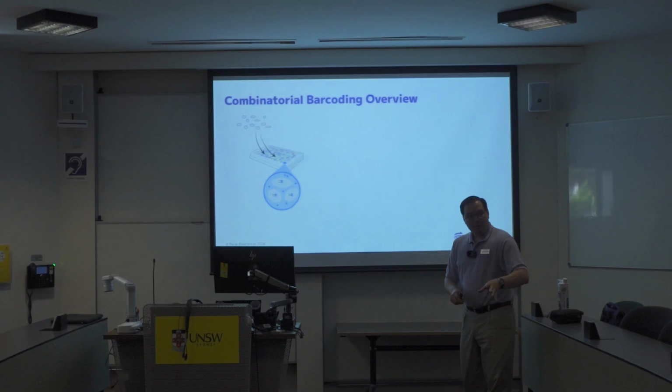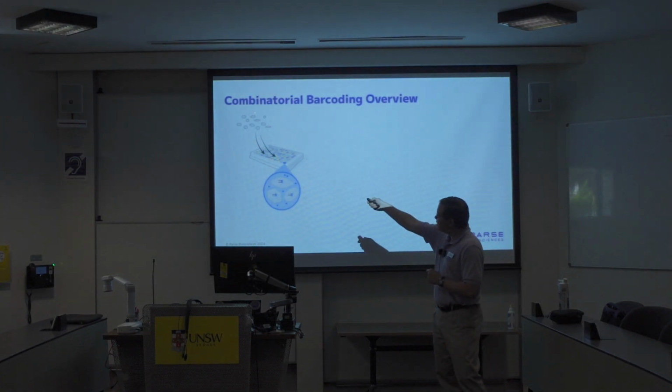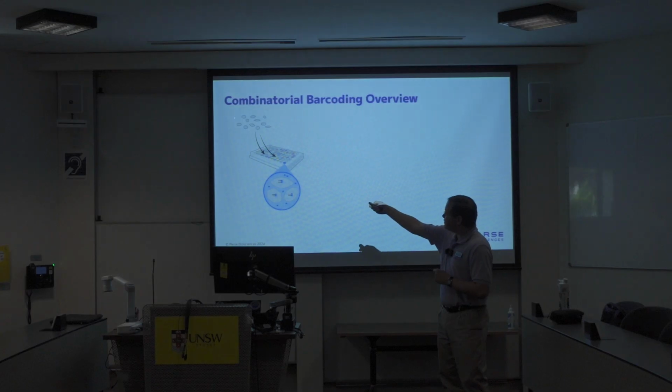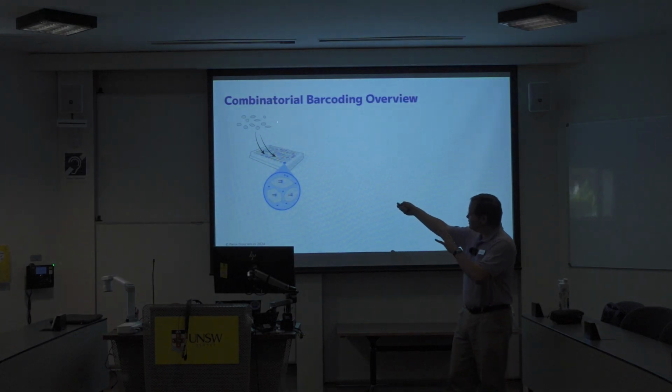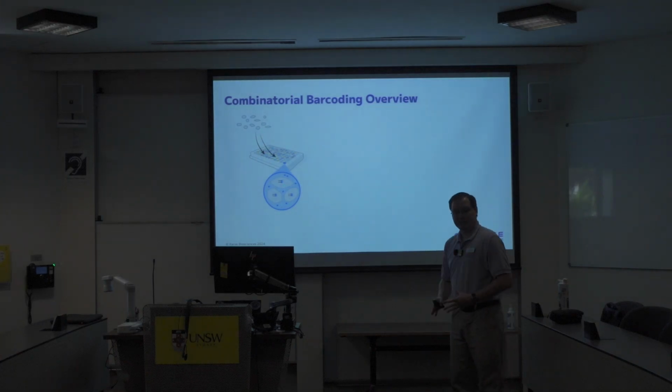So the way the combinatorial barcoding works, and this is key to the technology, you have your fixed and permeabilized cells here. And this example is our mega kit, our 1 million cell kit. So for our mega kit, we have 96 wells in our first 96 well plate. We're going to load our samples into a well of the 96 well plate, and we're going to perform a reverse transcription reaction that occurs inside the cell.